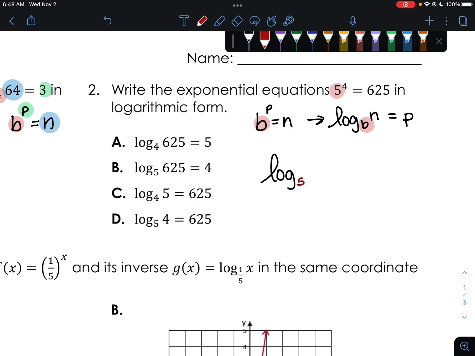If we look, that would allow us to eliminate answer choice A because it's a base 4, and answer choice C because it's also a base 4. Then we need our number. Our number is on the opposite side of the equal sign, so that would be 625. And it's going to be set equal to the power, which is 4. So we look at our answer choices, and it would be answer choice B.